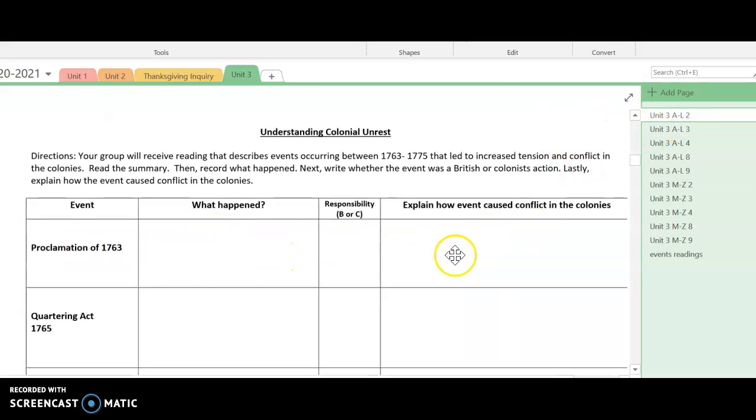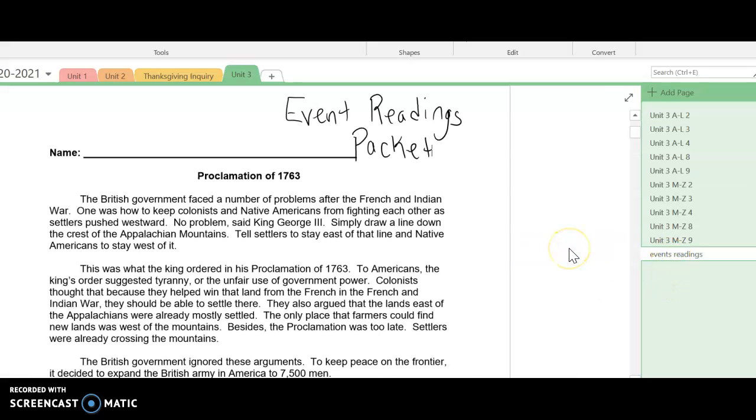And we're going to do the first row of this graphic organizer together, and then you'll do the rest on your own. The first thing you should do is read about each event on the graphic organizer. So we'll start with the Proclamation of 1763.